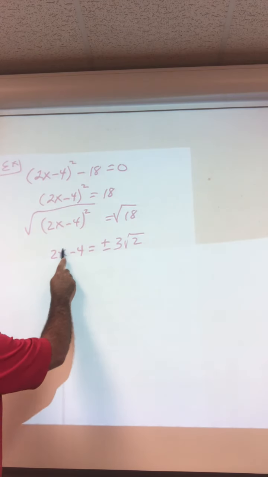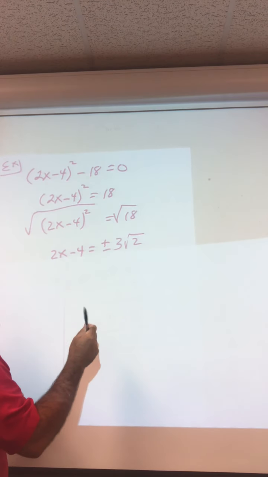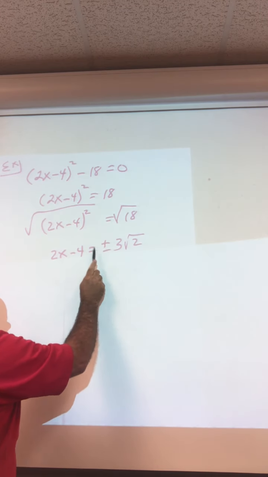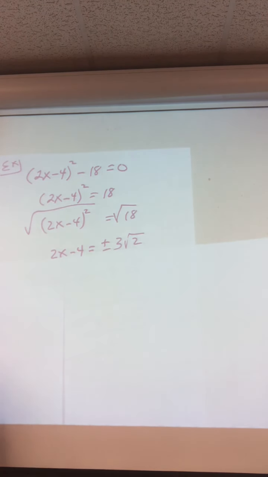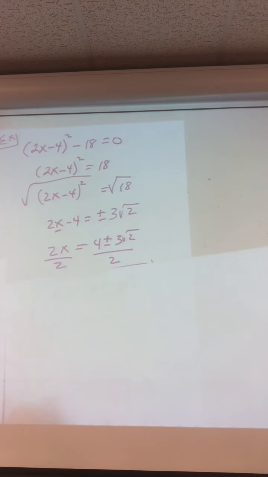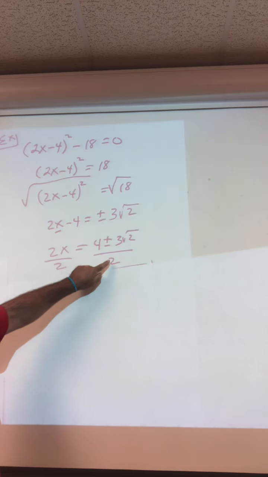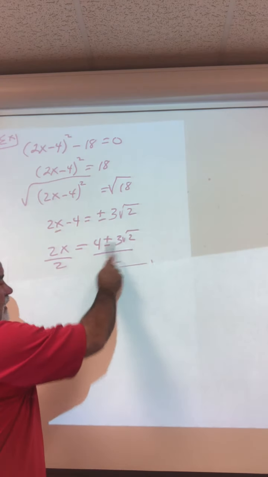Now I got to get the x by itself, so I have to do two things. First, I have to add the 4 across. So put that 4 here. And then when I do, divide both sides by 2. And then right here, the 2's cancel. And then this 2 is under both of these terms.